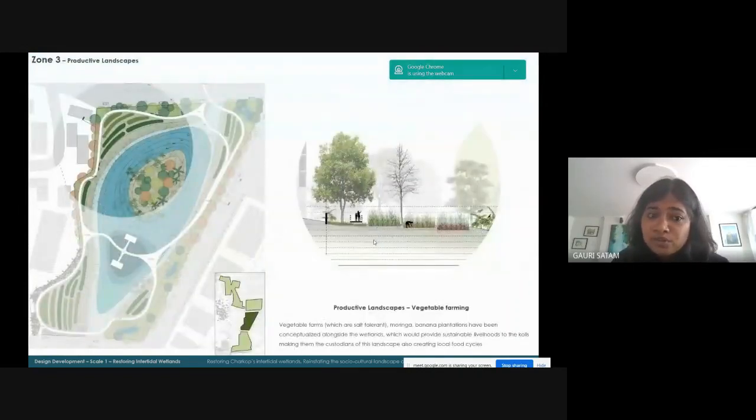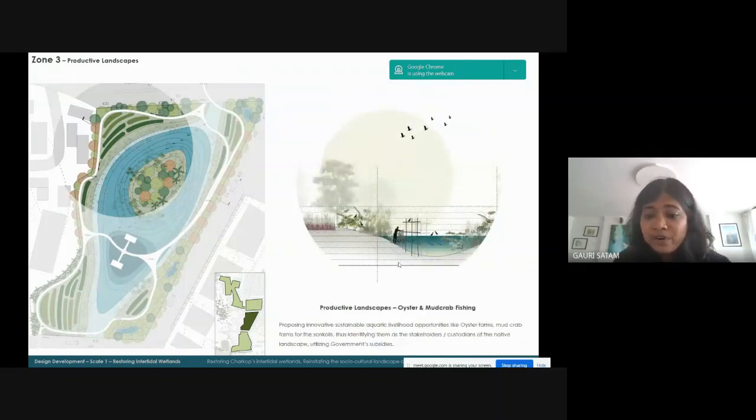Also coming to my zone 3, which is more about productive landscapes, having vegetable farms, again, studying the salt tolerance of these species and then planting appropriately. Of having productive landscapes of oysters and mud crab fishing.